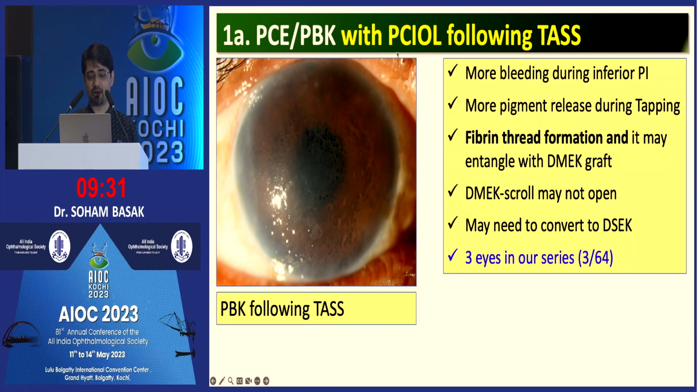In cases of pseudophakic corneal edema, there are a few things to keep in mind. There is more chance of bleeding while doing the inferior PI using a vitrectomy, more pigment release, and higher chances of developing rejection and glaucoma in the postoperative period. And also there is a higher chance of fibrin release, which might interfere with the unfolding of the DMEK scroll.